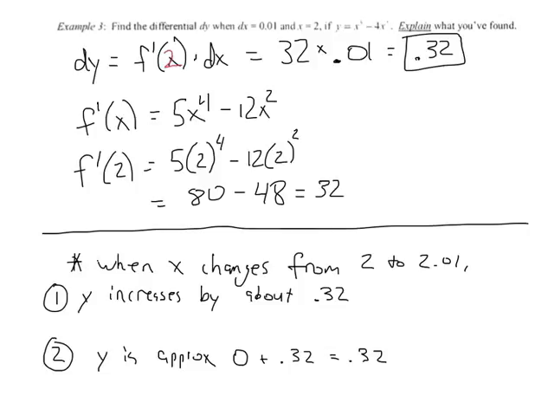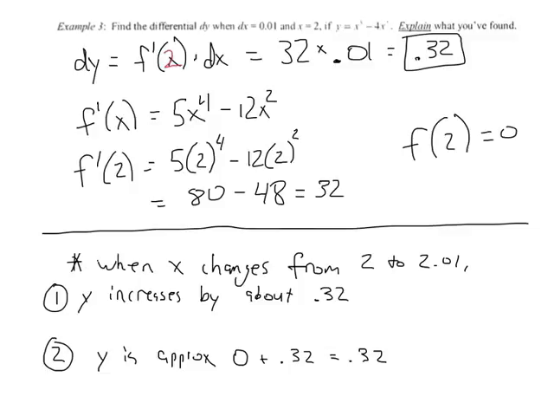We could either say, number one, probably the most common one, y is going to increase by about 0.32, it's an estimation. That's what we're really finding up there. Or we could say that the actual y value is approximately 0 plus 0.32. So where did this 0 come from? Well, if we go back up to the original function, if I were to figure out what f of 2 is, remember that's where we started, if I were to plug a 2 into the original function, 2 to the 5th minus 4 times 2 cubed, I'm going to end up with a big whopping 0.